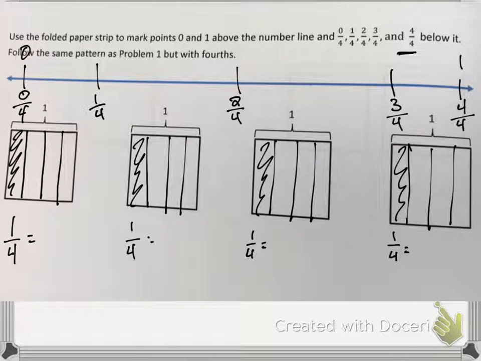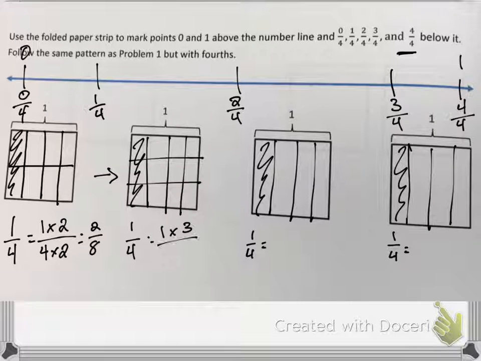All right, so we're going to start by partitioning it horizontally once. So we originally had one group shaded and 4 groups total. So now we have one group of 2 shaded and 4 groups of 2 total. So that's 2/8. Okay, again, this one right here, we have one group shaded, 4 groups in total. And we're going to partition this one with 2 lines this time. So now we have one group of 3 and 4 groups of 3 total.